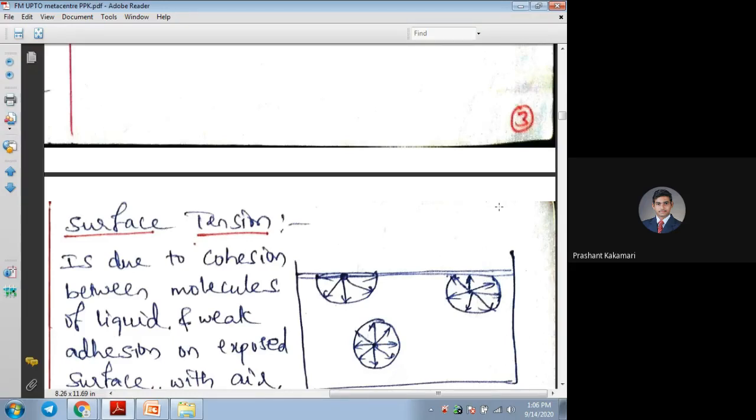So this surface tension property is nothing but, whenever the liquids have more cohesive forces, the bonding between the molecules, between the same liquid particles, if it is more, then the surface tension is also more.